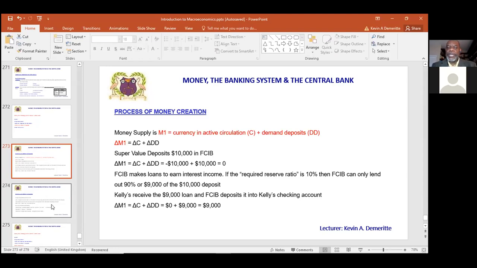Sorry, let me try again. Super Value deposits 10,000 into FCIB. So the change in the money supply: where does Super Value get the 10,000 from? The 10,000 has come from its customers. Where did the customers get the 10,000 from? Ultimately, the customers got the 10,000 either from cash that they had on hand or money from their bank accounts.